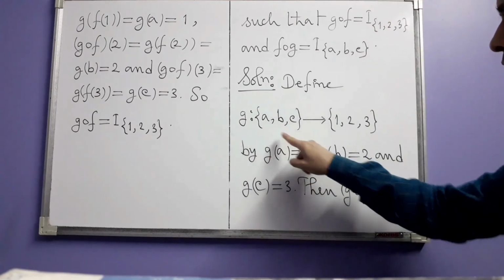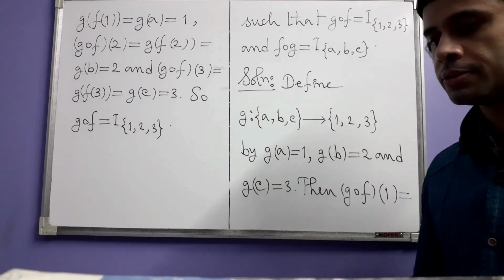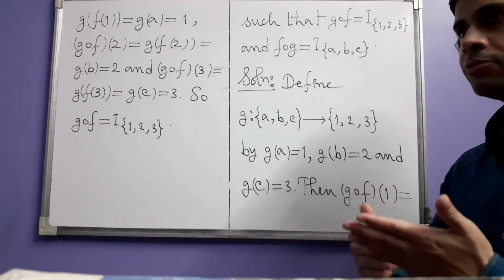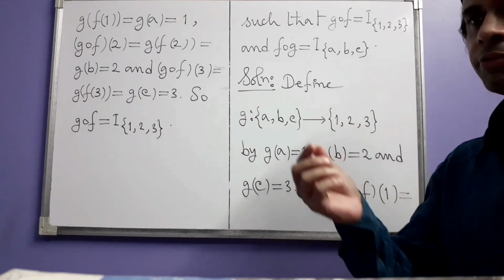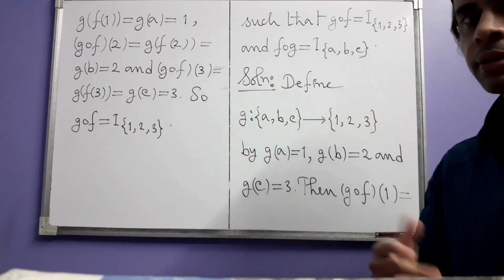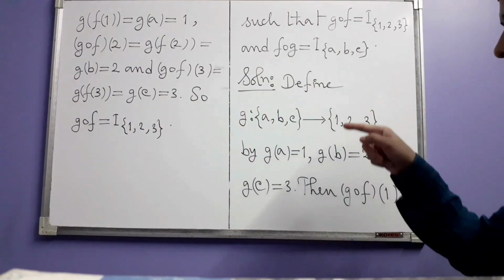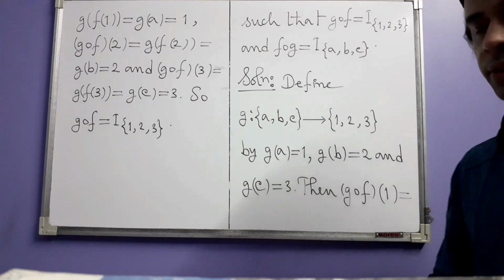g of a is 1, g of b is 2 and g of c is 3. So essentially this is just inverting the arrows in the arrow diagram for f. f maps 1 onto a, so g maps a onto 1, like that. So then with this g, let us calculate g composition f.